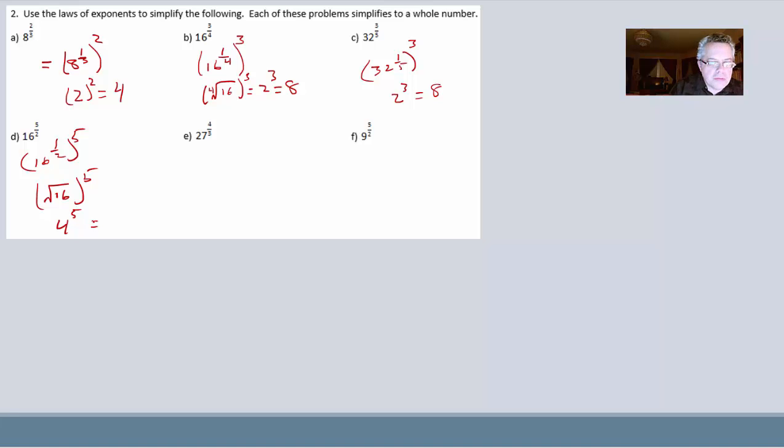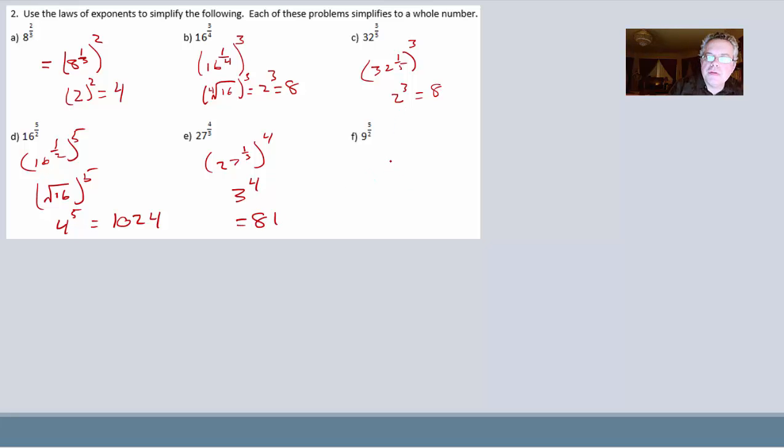That works out to be 1,024. Okay, here we go. 27 to the 4/3. That's 27 to the 1/3, which is the cube root, to the 4th. 27 to the 1/3 is just 3. So that's 3 to the 4th, and that's 81.